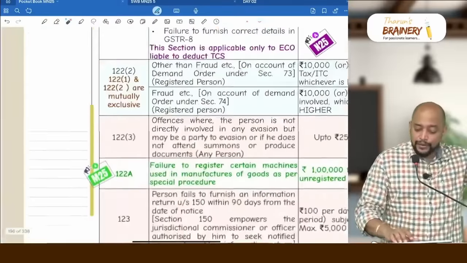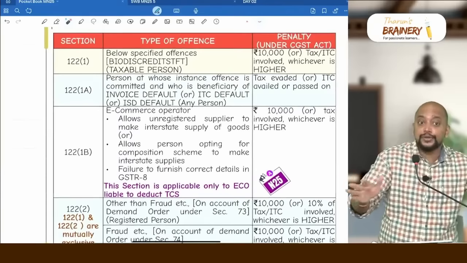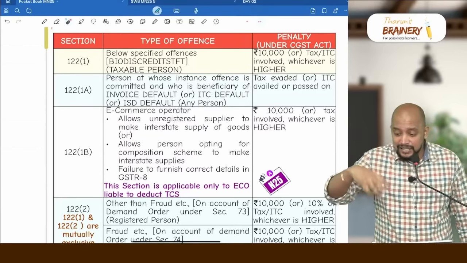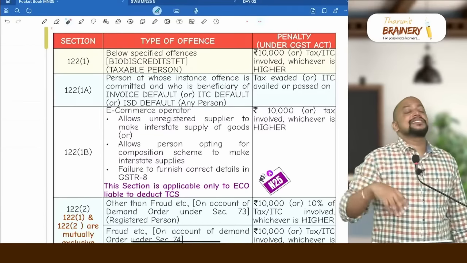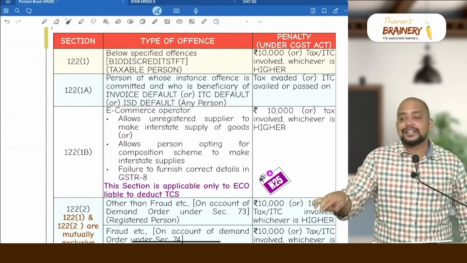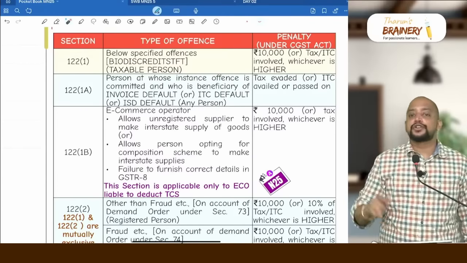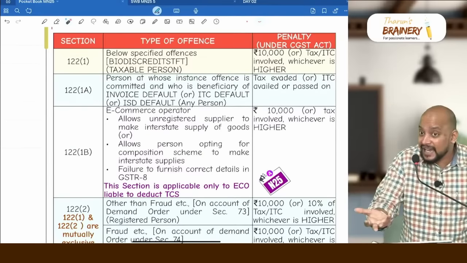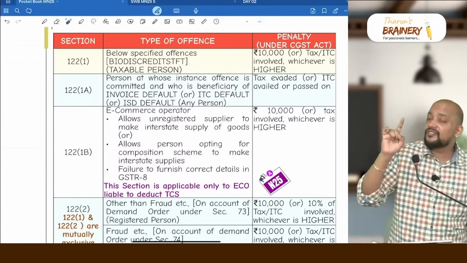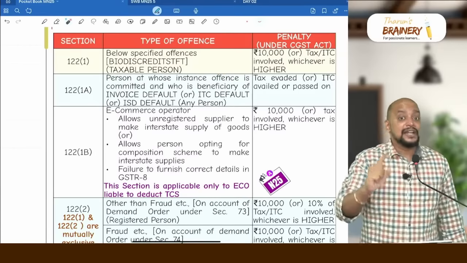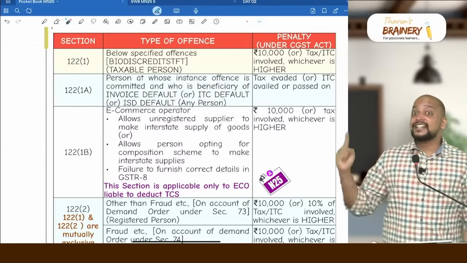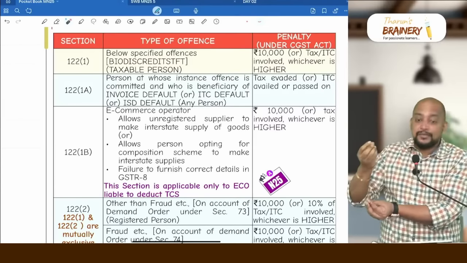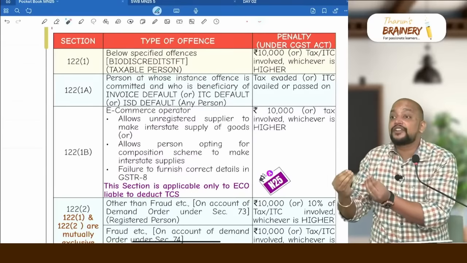Whereas in this case 122(1)(b), it is not related to TDS TCS not deducted or deducted but not remitted, etc. It is on the procedural compliances. That is, if he allows an unregistered person to make interstate supplies, a composition scheme person to make interstate supplies, or does not furnish the details properly in GSTR 8, then the penalty, please listen carefully, is not 100% of TDS TCS, it is 100% of tax, because TCS is just 0.5% of tax, 0.5% of value. So TCS is just 0.5% of value.